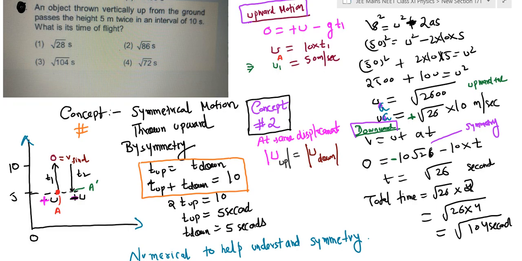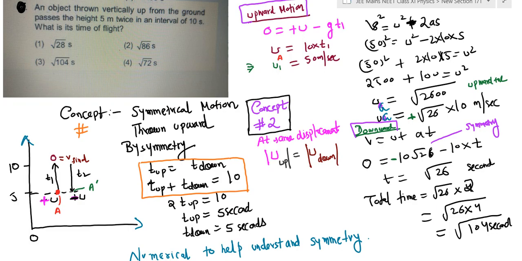Now, this numerical is essentially a body has been thrown upwards, and then it goes up, traverses the vertical distance, and comes back to the original position. So, if you have to classify the motion, this is a highly symmetric motion, and it will follow all the symmetricities which we understood as a concept.